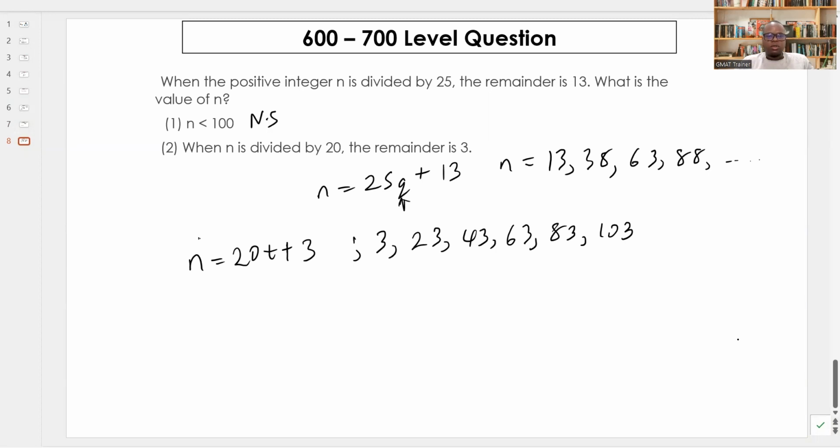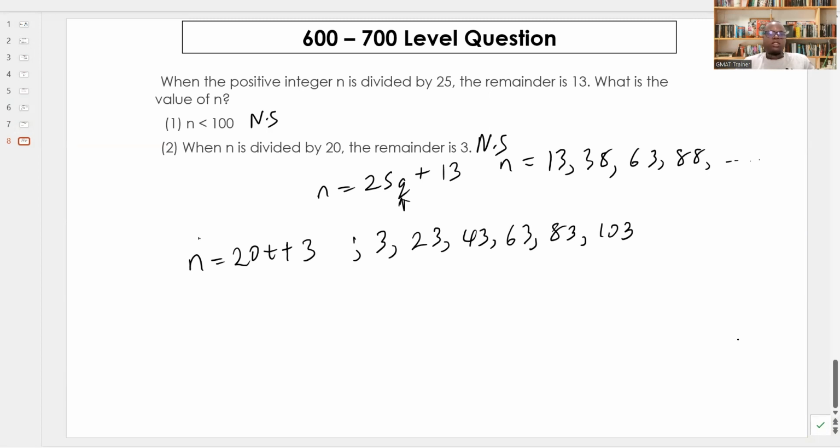So 3 divided by 20 gives a remainder of 3, and so on and so forth. Still, this doesn't help us know what the value of n is, so it's not sufficient. The next step in the methodology, because the first two statements are not sufficient, is to try combining them.